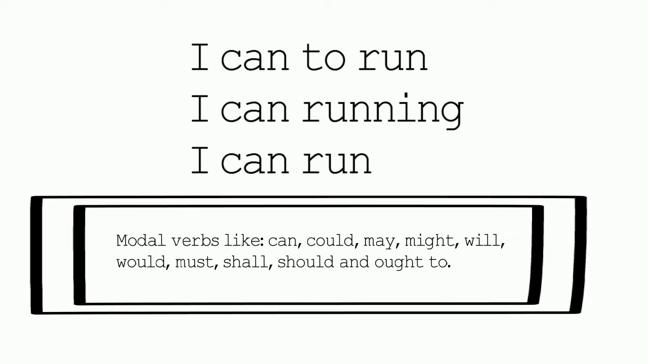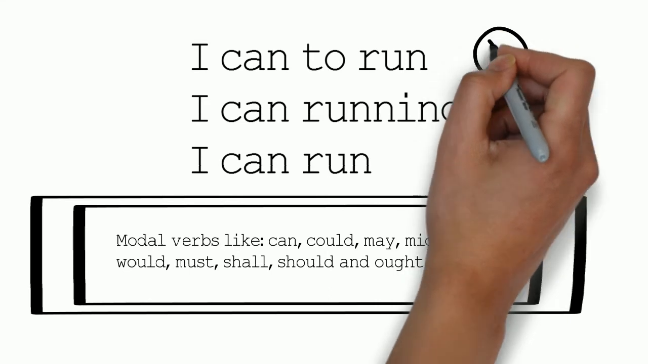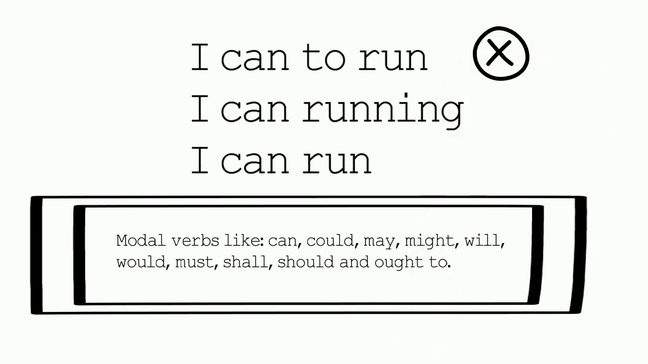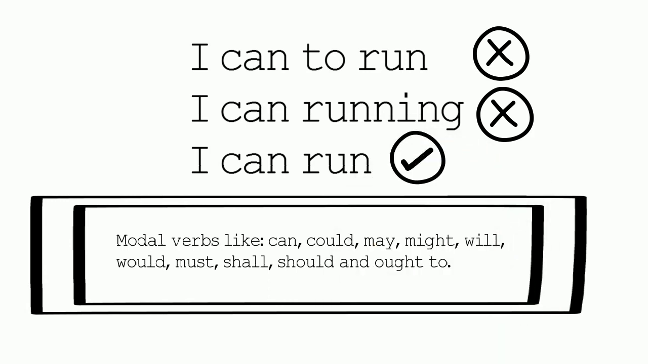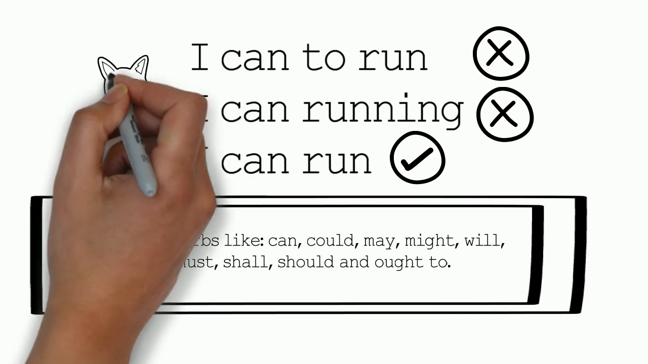What verbs can follow them? I can to run, I can running, I can run. Which is correct? Well, I can tell you I can to run isn't right, and I can running isn't right either. I can run is correct. You need the bare infinitive. Always, not to, not ing, just the bare infinitive after modal verbs. Yeah, that's what we like. The bare infinitive. I hope you've learned that by now.